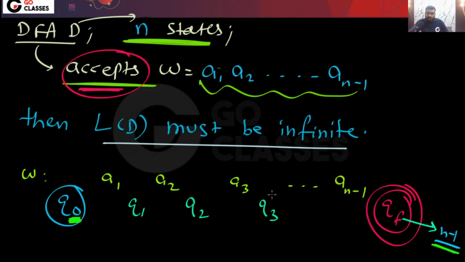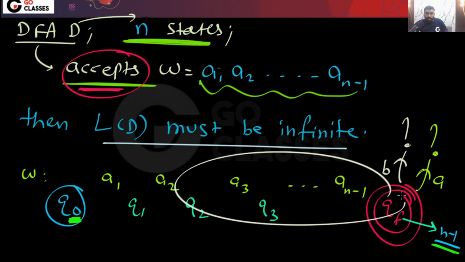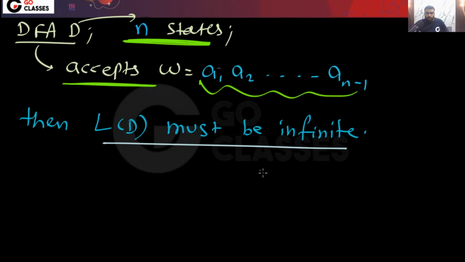Now you can notice, after doing this, where will you make a transition from QF? From here, where will you go on A, and where will you go on B? Is this clear? Because if you make a transition to any state, you will definitely get a loop.